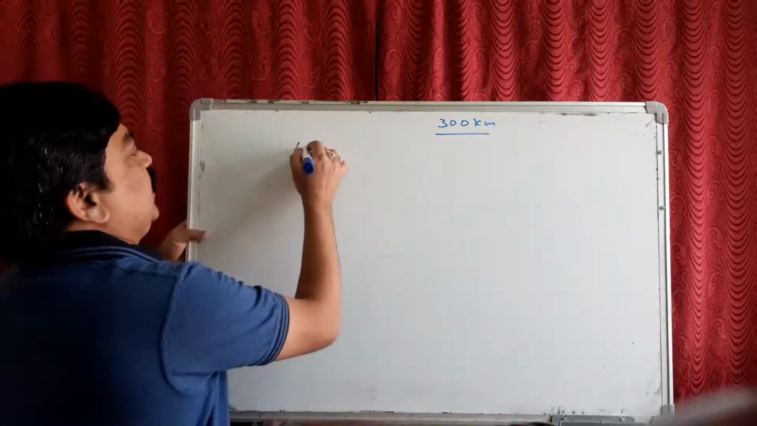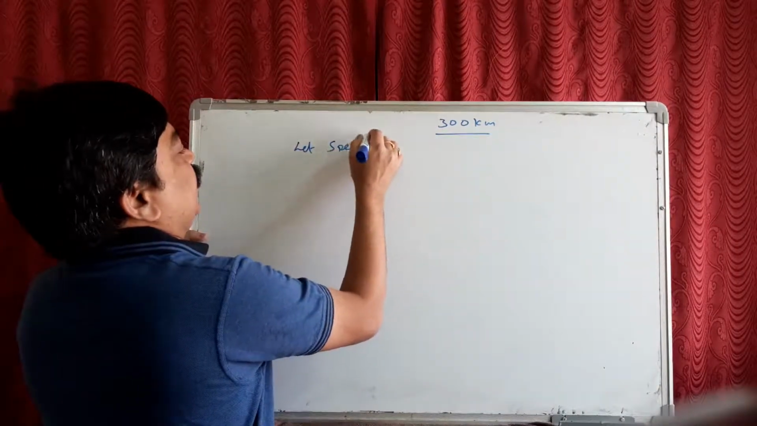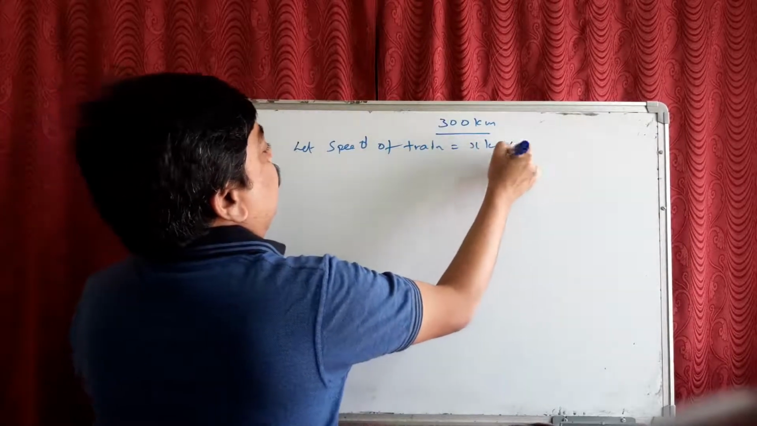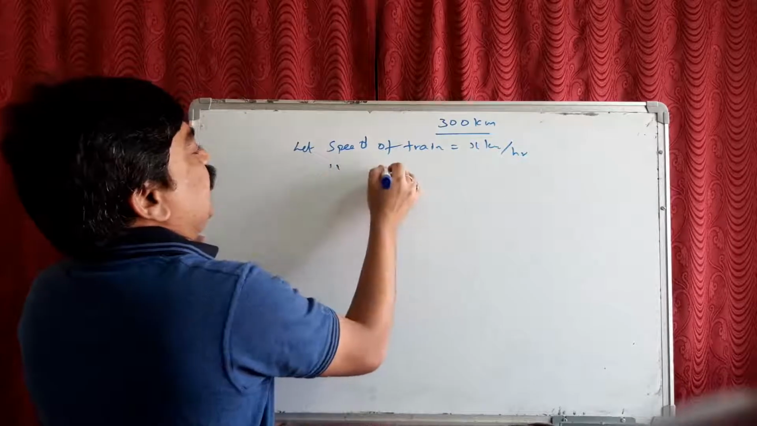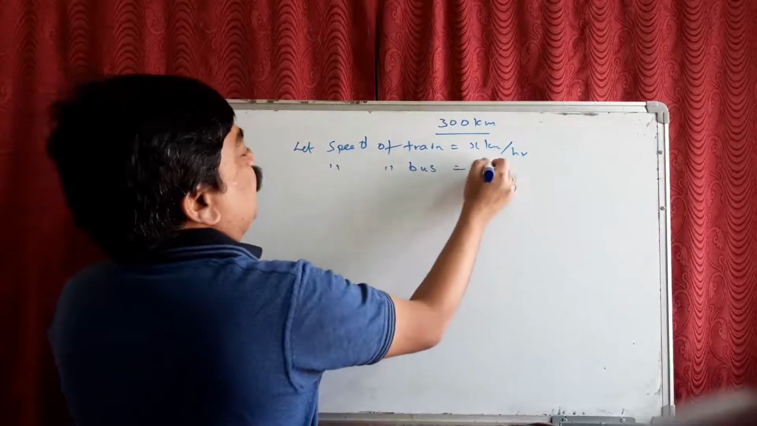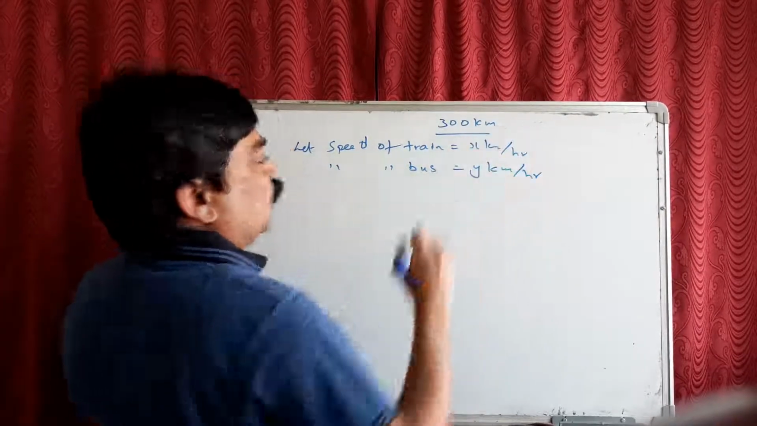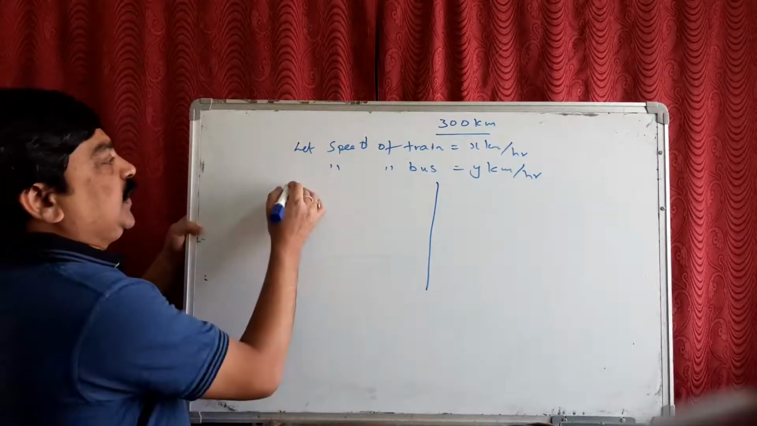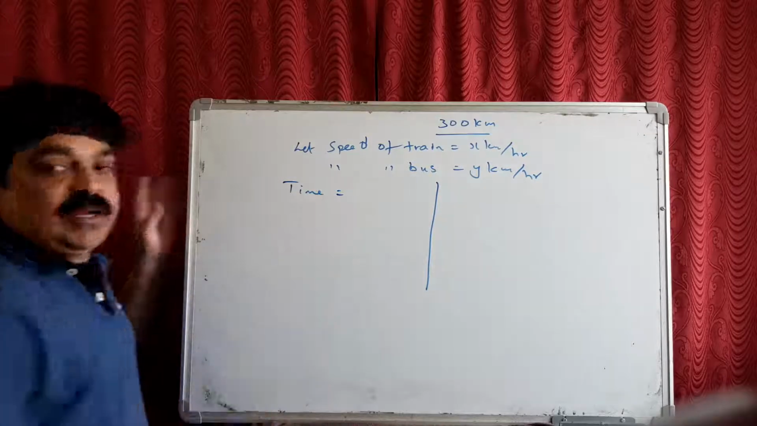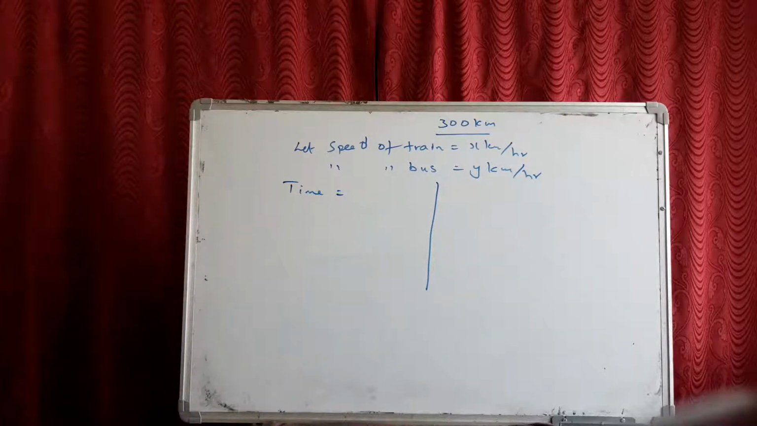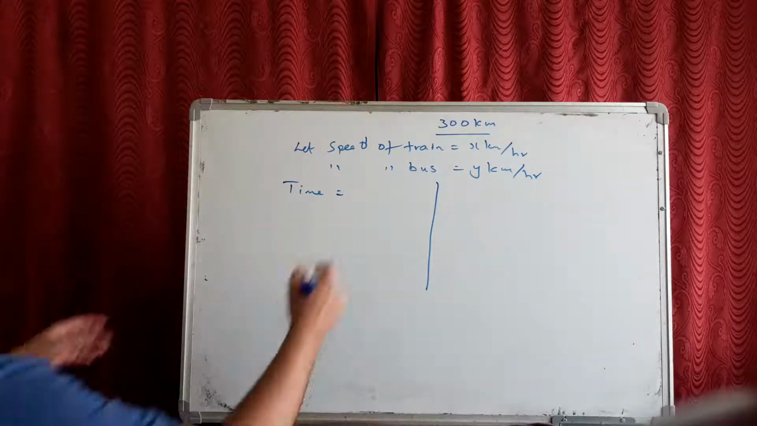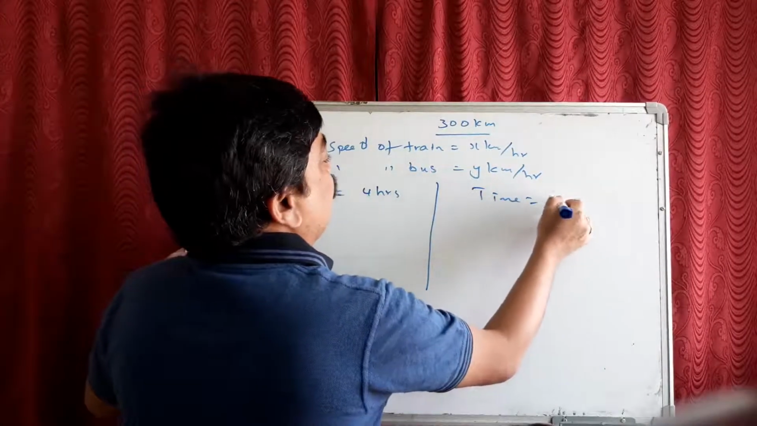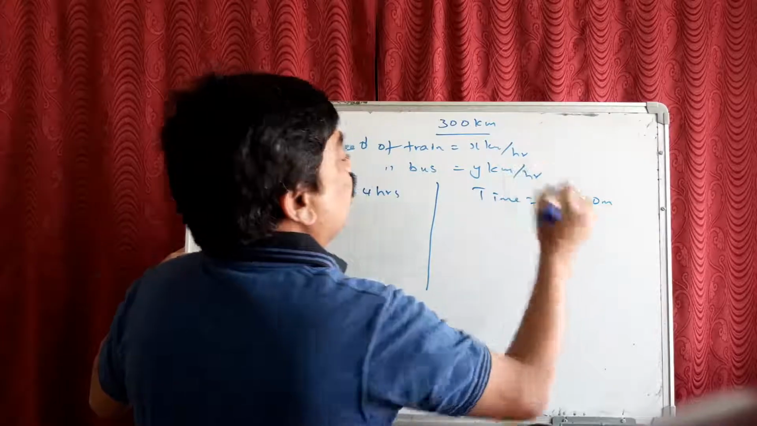So let the speed of the train be x kilometers per hour and the speed of the bus be y kilometers per hour. Now in the first case, what is happening? Time is given. How much time is it taking? She takes 4 hours to travel. In the second case, the time given is 4 hours plus 10 minutes longer.